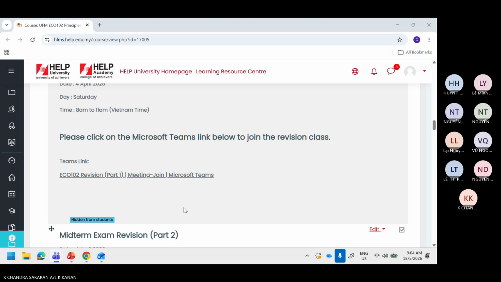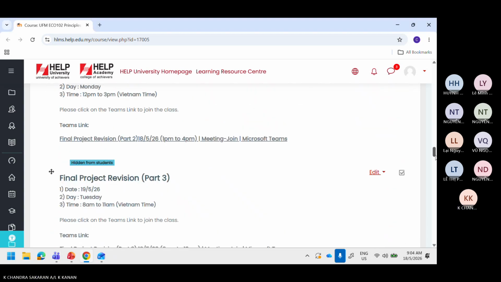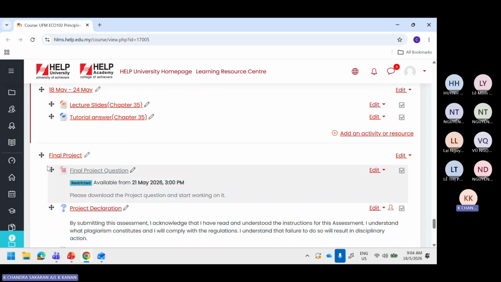One more thing is the final project. At the end of the page here, you can see the final project. This question you can't see now. On the 21st of May, which is 3 days from now, at 2 p.m. your time, you click here, and you can download the question paper. Once you have downloaded the question paper, you can start working on it.